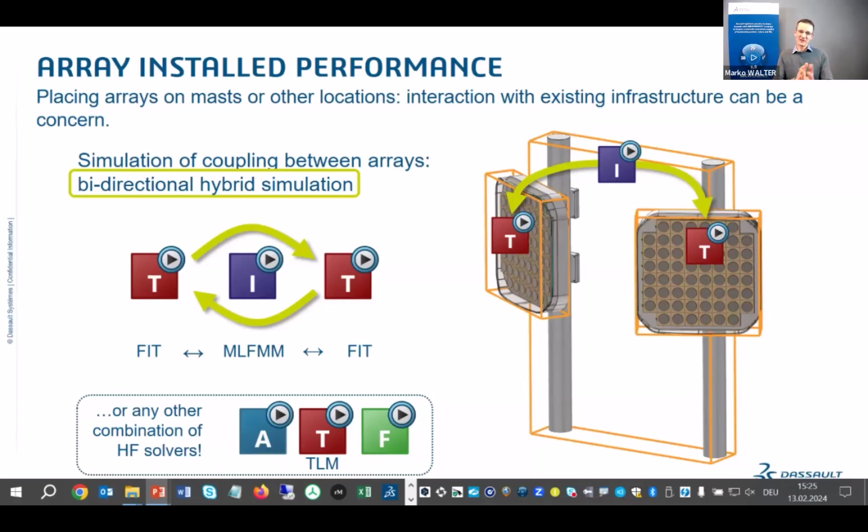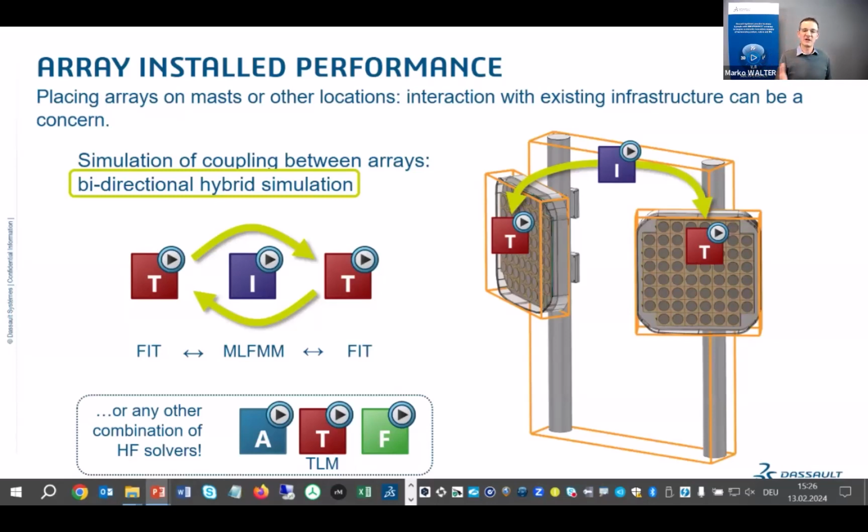Now you can imagine that once you put multiple large complex antennas in a single model, the simulation of those becomes pretty complicated. And this is where our hybrid solver technology comes in very useful. So in this case, we have two arrays placed in close proximity on two parts of a mast, let's say. For each of the individual arrays, we use a time domain approach. Could also be a frequency domain approach. But we use a time domain approach, and the space between them, so the coupling between them, we are simulating using an integral equation approach.